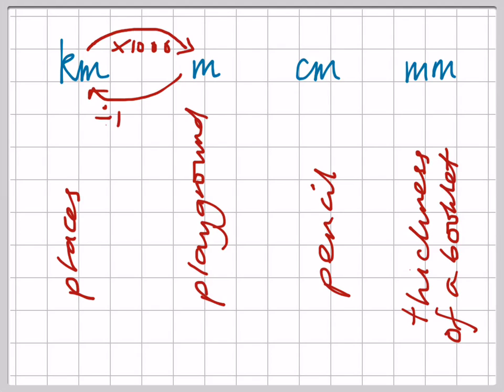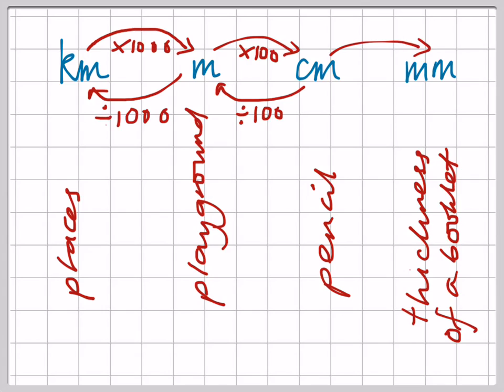You divide by 1,000. From metres to centimetres, you times by 100 as there are 100 centimetres in a metre, and the other way from centimetres to metres would be the opposite, divide by 100. From centimetres to millimetres, you would times by 10 as there are 10 millimetres in a centimetre, and from millimetres back to centimetres again you would do the opposite, which is divide by 10.